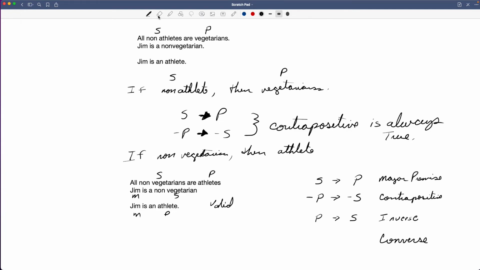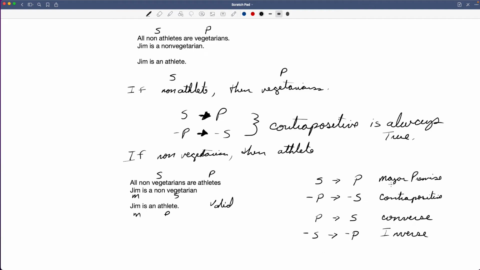I'm sorry, I got it backwards. The converse is the opposite here. The converse is where you flip it. It's the opposite. P is equal to S. The inverse is where you now apply the negative to that. So the inverse would be the inverted contrapositive. So that would be negative S is negative P, or the opposite of P.